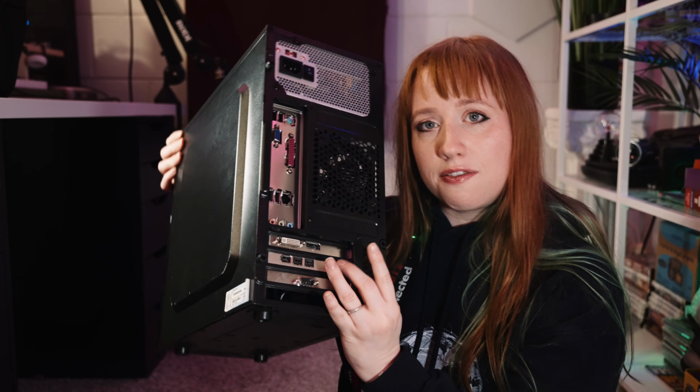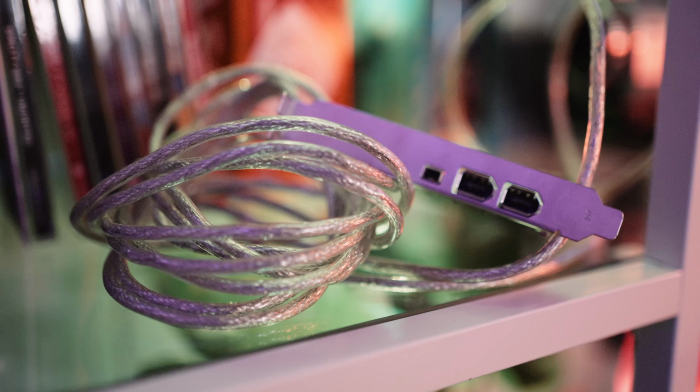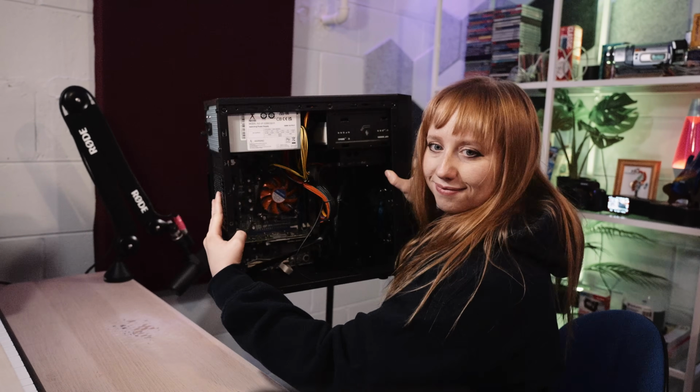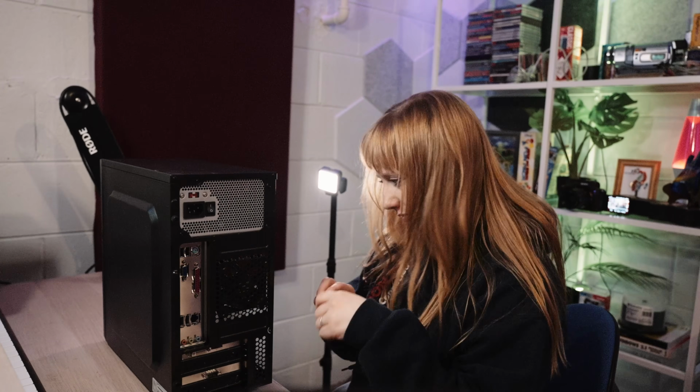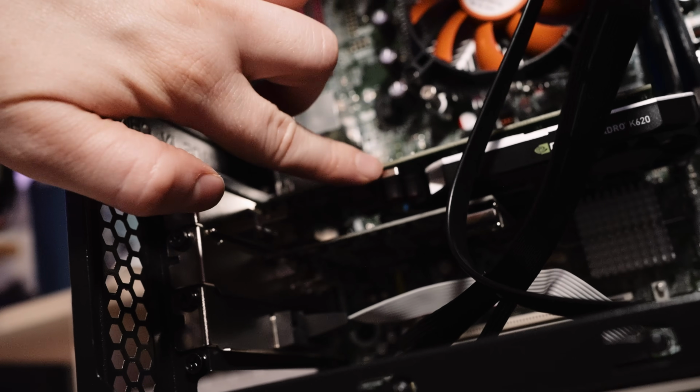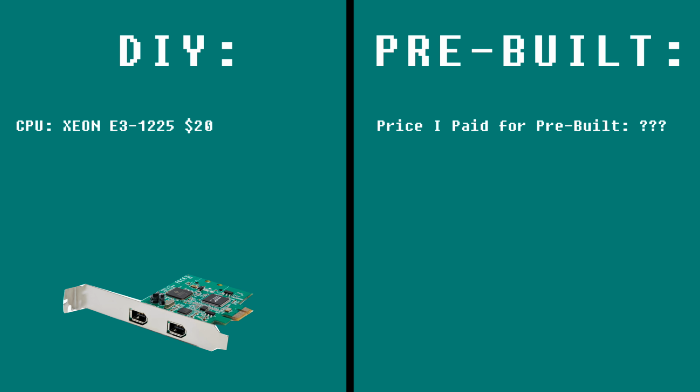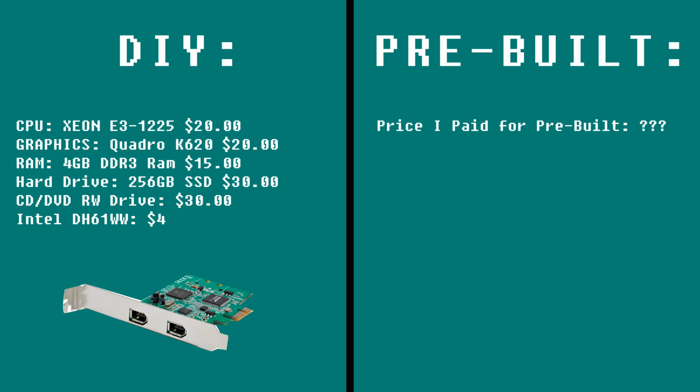And I did add a FireWire card to this build, which I installed in a previous video, and it was chaotic, and I'm not even sure that it's working now. I think it is. It was my camera that broke. That was the problem. If you want to add a FireWire card, that'll cost you about $30.